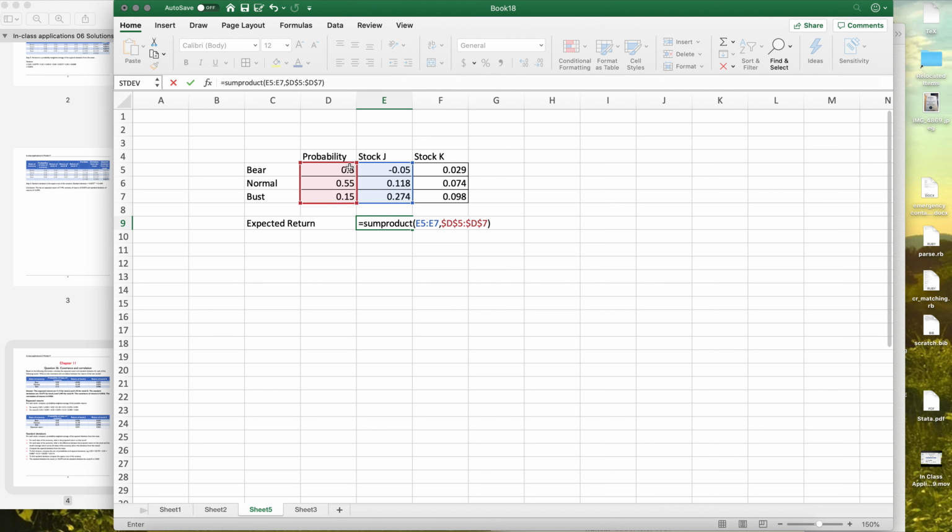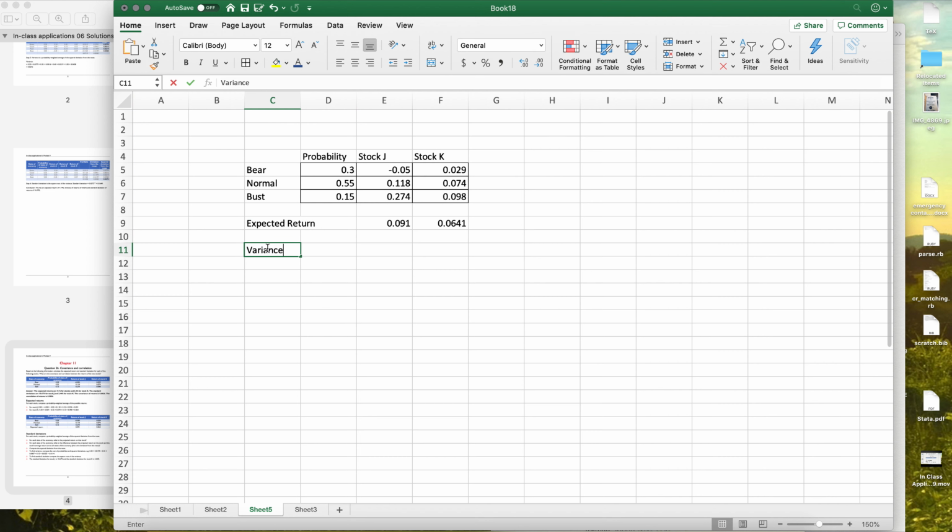Notice that SUMPRODUCT is going to be the sum of the product of these 2 columns of numbers. So 0.3 times negative 0.05, 0.55 times 0.118, 0.15 times 0.274. And if we lock the probability column, then we can just copy and paste it all the way over. All right, so we got our expected return.